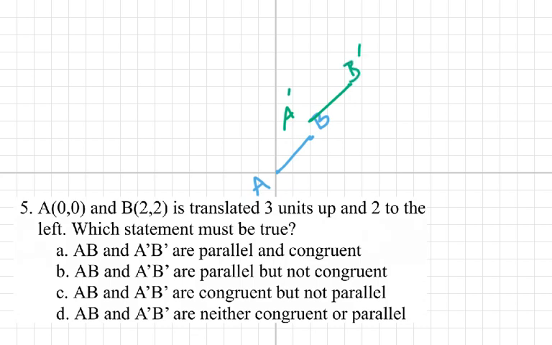A says line AB and A prime, B prime are parallel and congruent. They're definitely the same size and they're definitely parallel to each other. So A is the answer. You could go through the rest of them, but just think about a translation. A translation just moves something, so it's going to be congruent. And as long as it's not doing a reflection, it's got to be parallel too, because all you did was shift it.